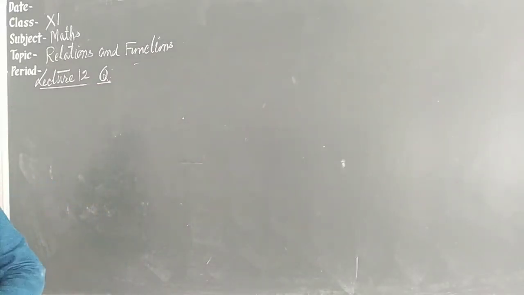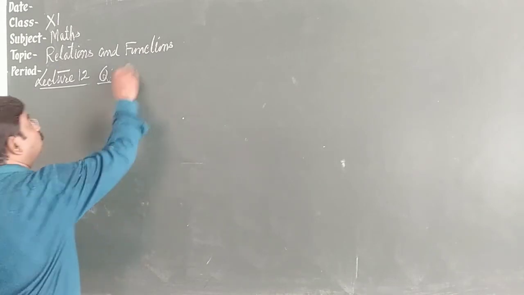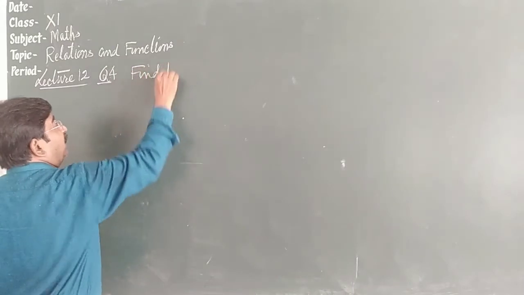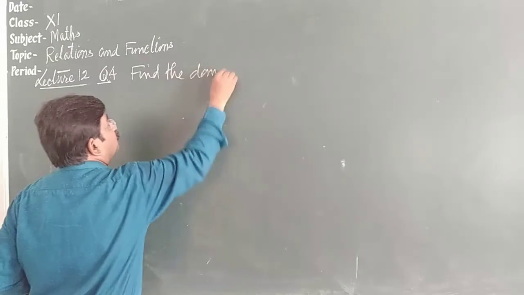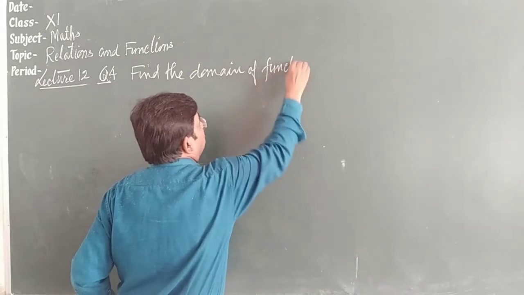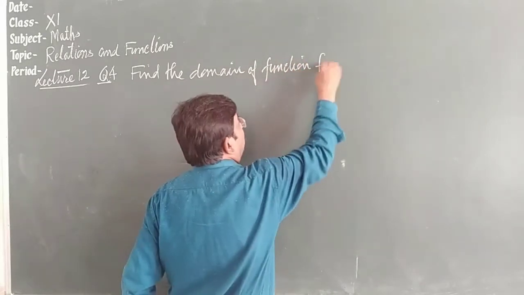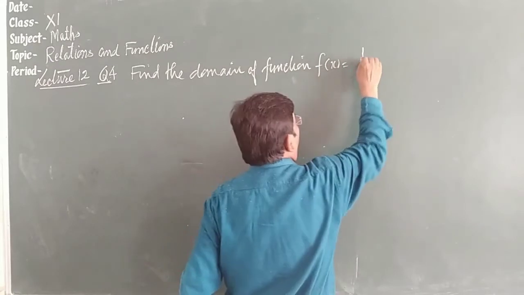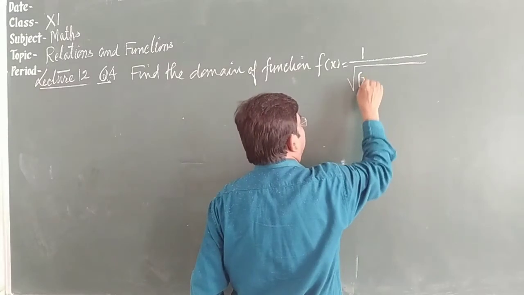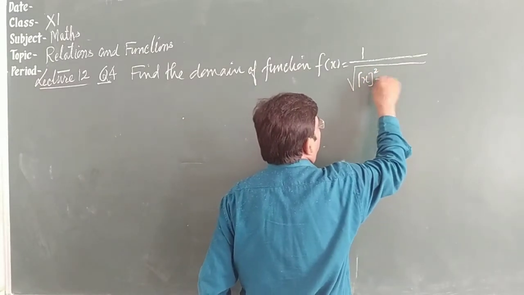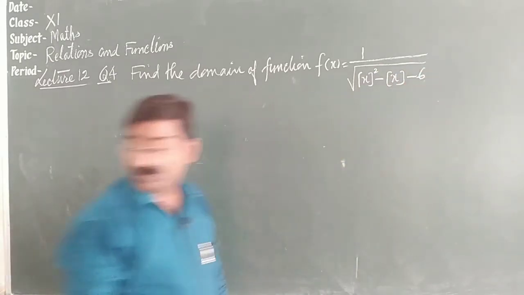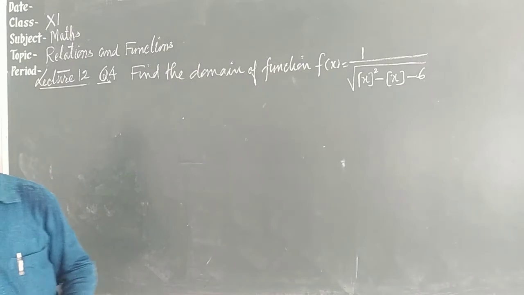We are given: find the domain of the function. Question number 4. Find the domain of the function f(x) = 1 upon under root of [x]² − [x] − 6, where [x] is the greatest integer function. This is the question.